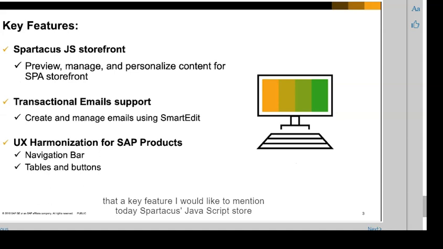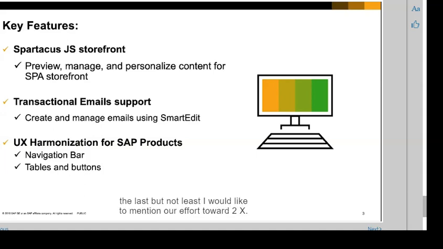Another key feature I would like to mention today is Spartacus JavaScript storefront support. As Spartacus confidently progresses toward reaching its feature parity with accelerator storefronts, we want to make sure all current SmartEdit features will be enabled on Spartacus. Now SmartEdit users can create and manage content of their Spartacus storefront, preview changes, and create targeted experiences with personalization based on SmartEdit. One of the remaining gaps with the WCMS cockpit was the ability to manage transactional emails. In 1905, we are enabling content managers to create and update content of their transactional emails using the SmartEdit interface.